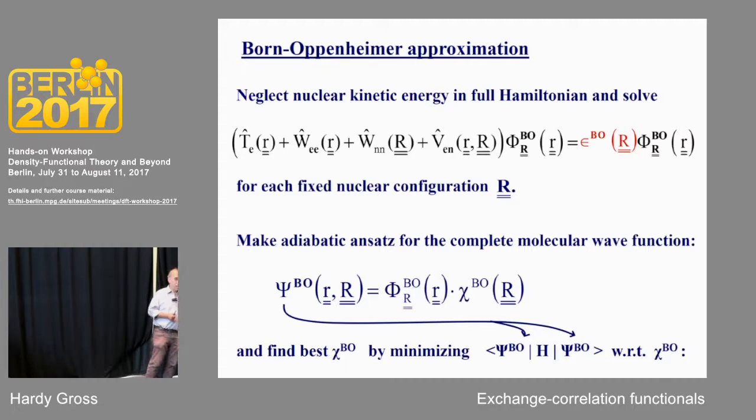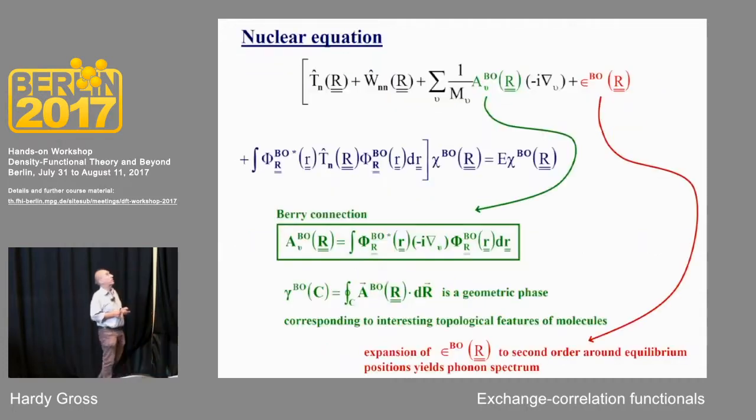And then we make as approximation for the full problem, for the full electron-nuclear wave function, this so-called adiabatic approximation. We imagine we have this guy, the Born-Oppenheimer wave function, for all possible nuclear configurations. We multiply it with a nuclear wave function and variationally optimize this guy by plugging this ansatz into the variational principle. And this leads to an equation of motion for this nuclear wave function, and here it is.